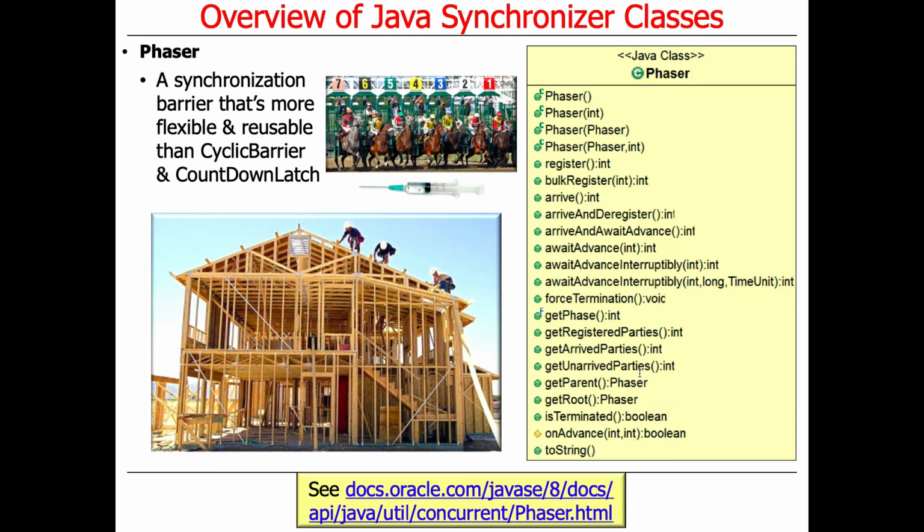But you still might want to say, you know, the framers have to come in and frame the house. That's phase one. After the house is framed, the roofers come and they put the roof on or whatever. So the idea is you'll have these phases, but there could be different parties, there could be different numbers of parties, threads, or whatever involved in each phase. So it's more dynamic and more flexible, also more complicated.